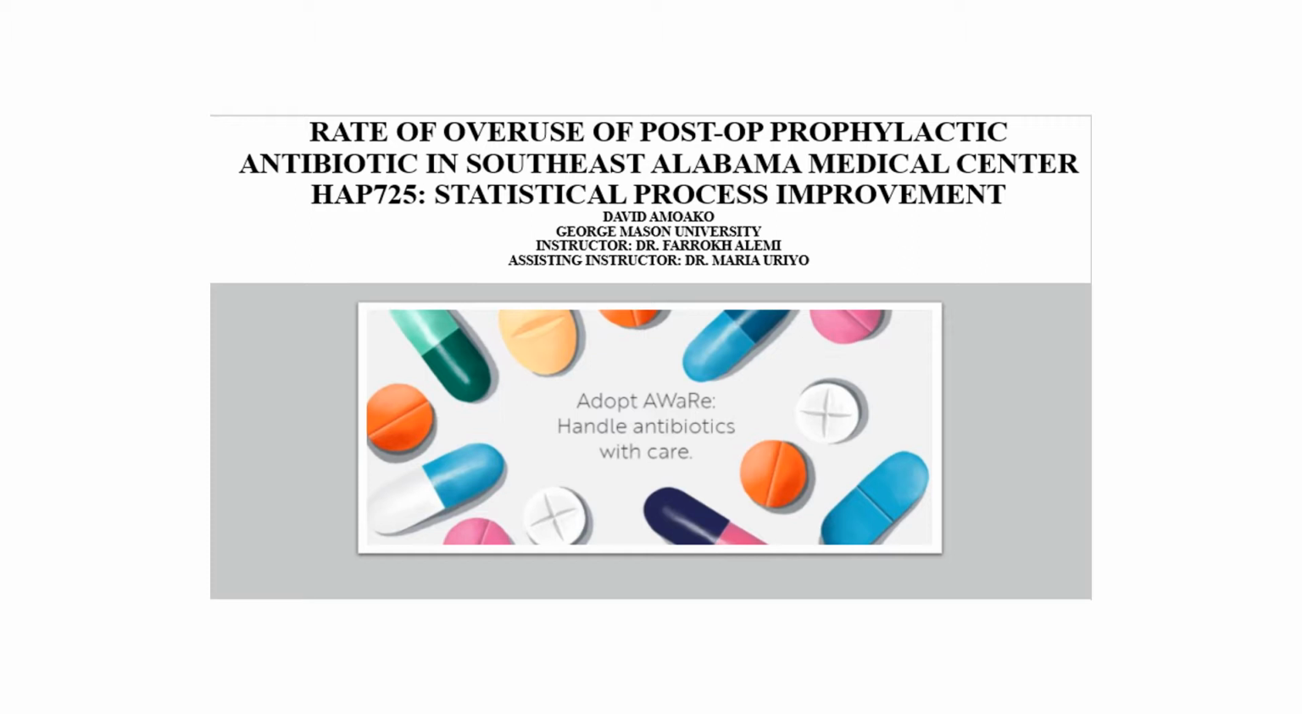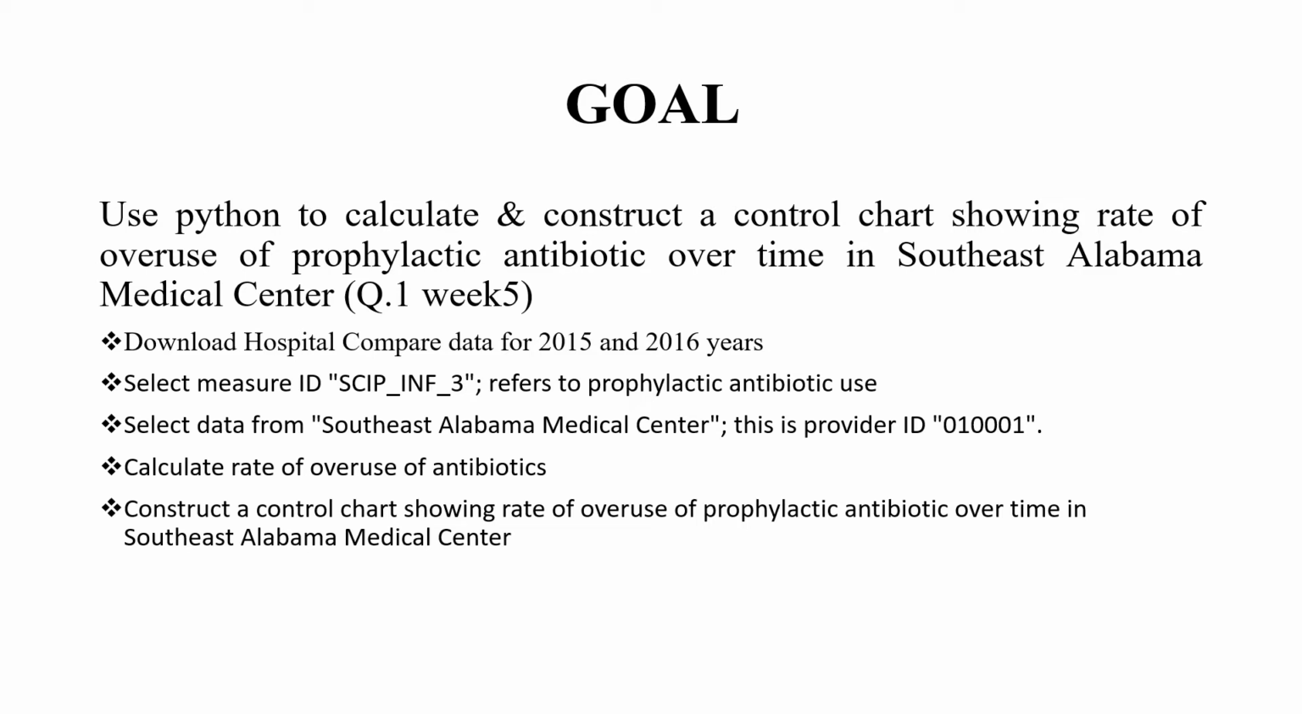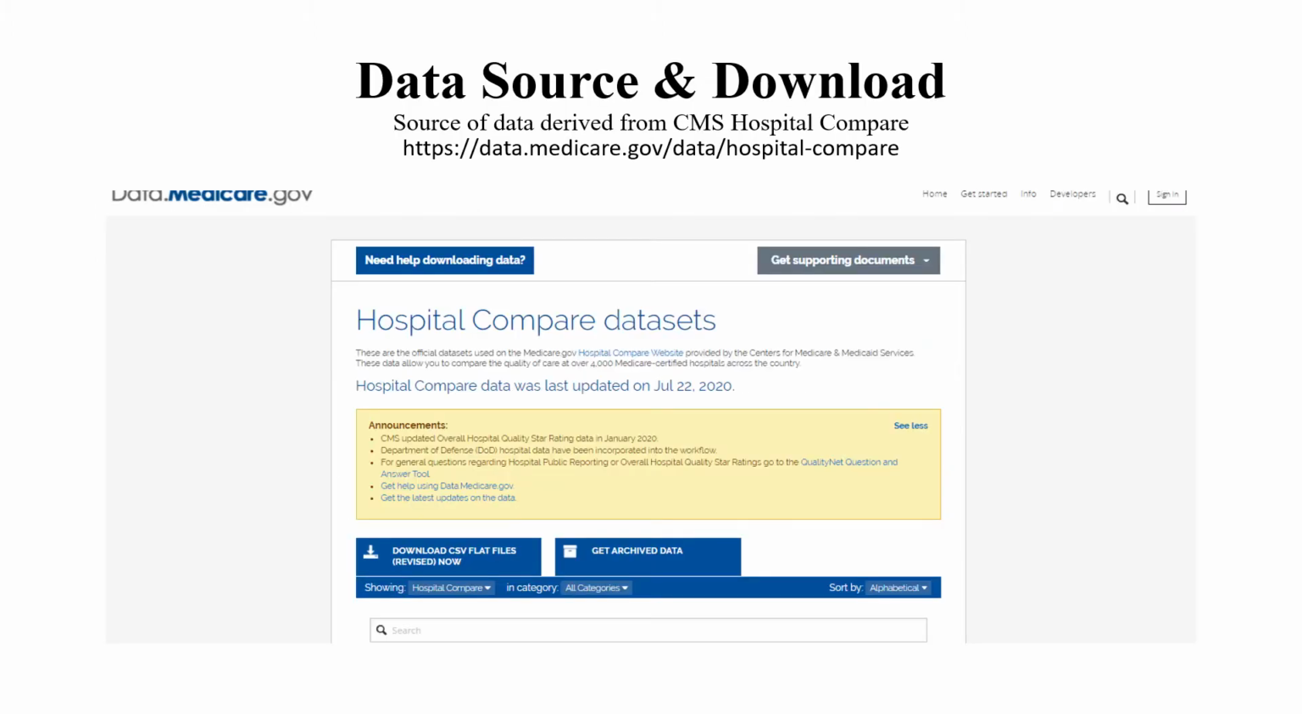Today, my Teach 1 presentation will be on the rate of overuse of post-op prophylactic antibiotics in Southeast Alabama Medical Center. The goal of this exercise will be to use Python to calculate and construct a control chart. In order for me to do this, I will be downloading the data from the Hospital Compare website from the medical.gov site, and then I will be filtering for the ID SCIP-INF-3 and Southeast Alabama Medical Center.